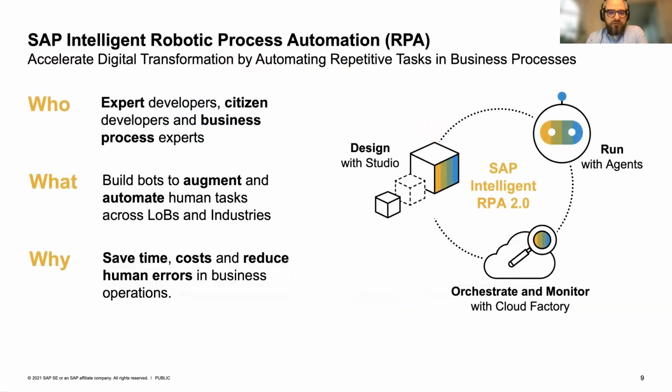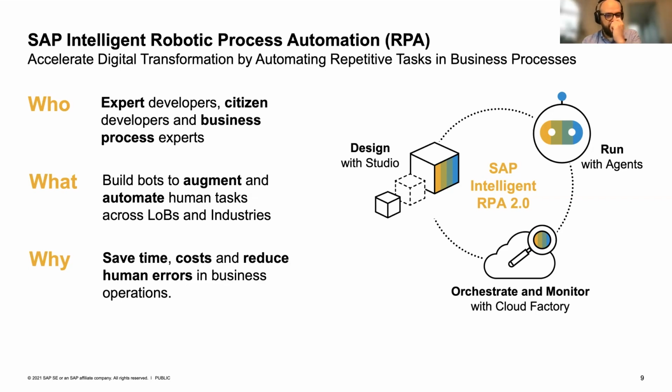So taking a closer look at intelligent RPA, who could use this, and you can see here, and this is also true for workflow management, it could be expert developers, it could be citizen developers, and also business process experts. Also important to know, we are not limiting ourselves, and this means also you, to dedicated personas. We are really providing a wide spectrum of use cases and also entry points, if you will. You can use the different components like the studio, like the cloud factory, and also the agents to build these bots, and also then to automate human tasks.